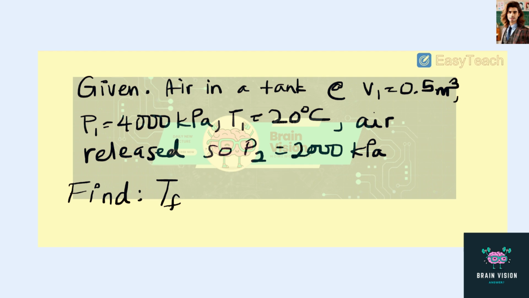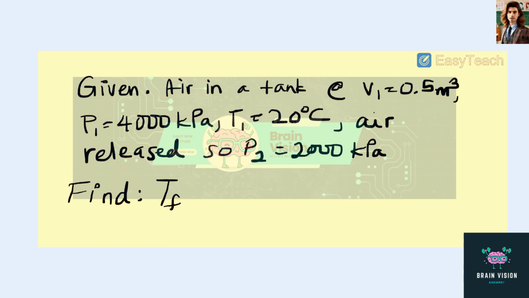Hi everyone, so what we have is air in an insulated rigid tank whose volume is 0.5 cubic meters. We have an initial pressure of 4,000 kPa and an initial temperature of 20 degrees C. Air is released to reduce the pressure such that the final pressure is 2,000 kPa. What we're asked to find is the final temperature.